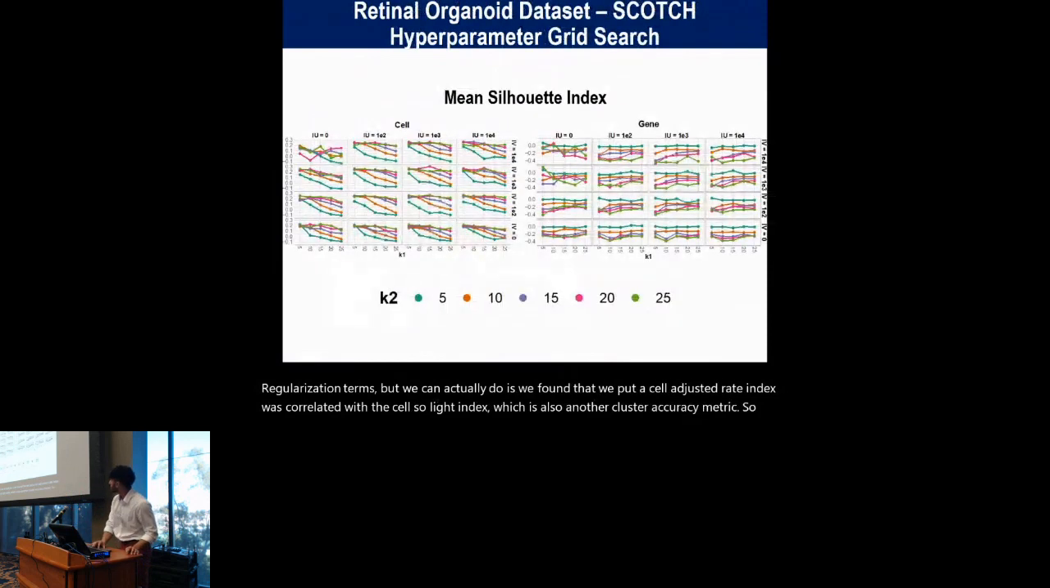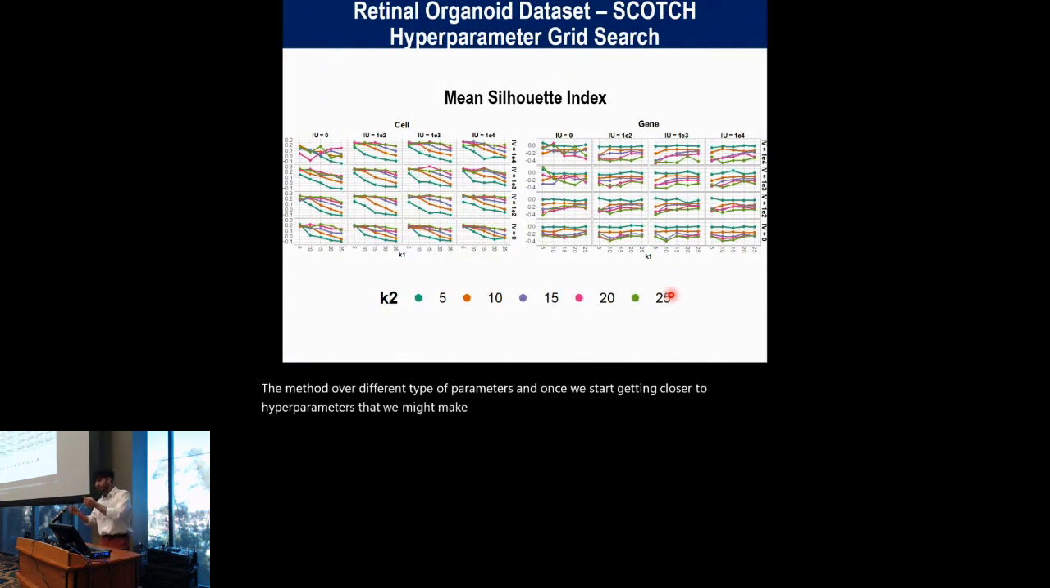So what we could do is this grid search where we plot out the accuracy scores for the method over different hyperparameters. And once we start getting closer to hyperparameters that we like, we might make more fine-grained changes. But since it's an unsupervised learning method, this is up to the interpretation of the person who's using it. I think you could choose different hyperparameters based on how large the data set is, and also how many cell types you think might be there. So it's not automatic. That's the only bad part.